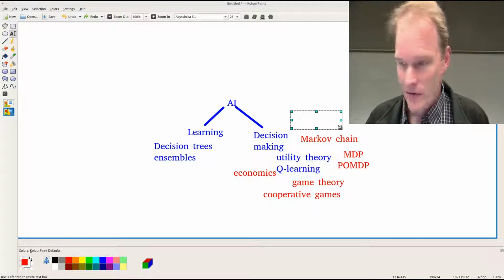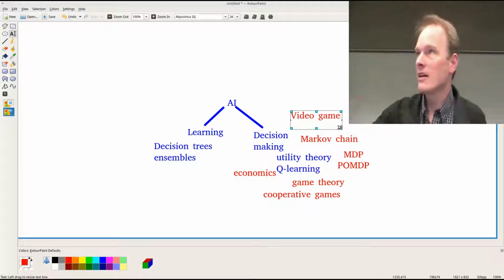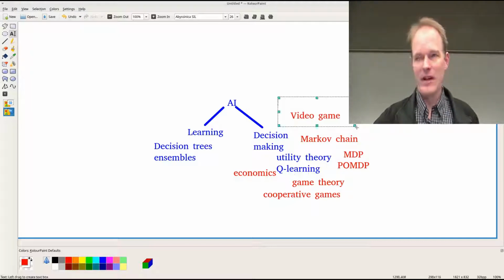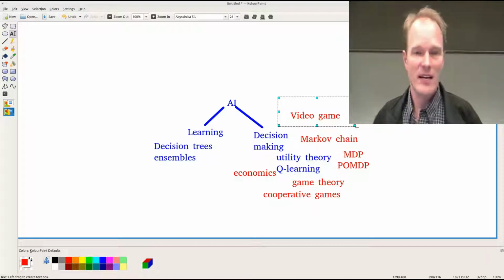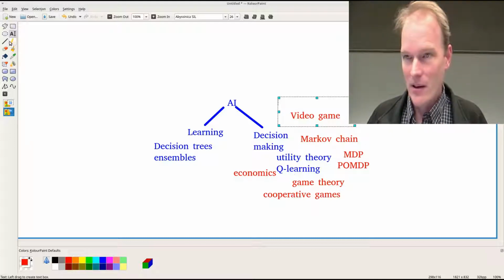Somewhere around here, we've got video game programming. And if you're a computer scientist and you're interested in AI, you can't get away from video games, right? Because these are our simulations of the world to some extent. And that's kind of what Assignment 8 was about. So there's a big thing to do there.